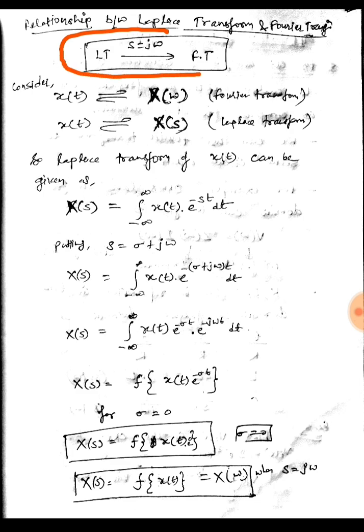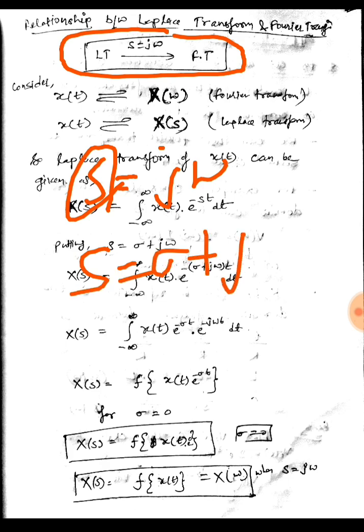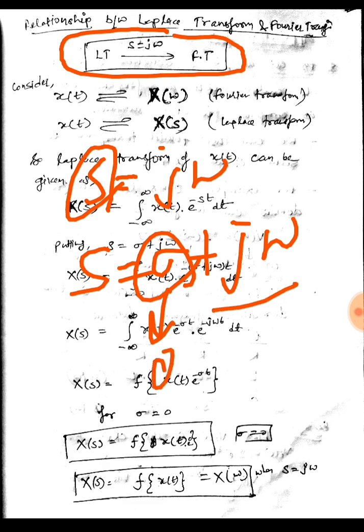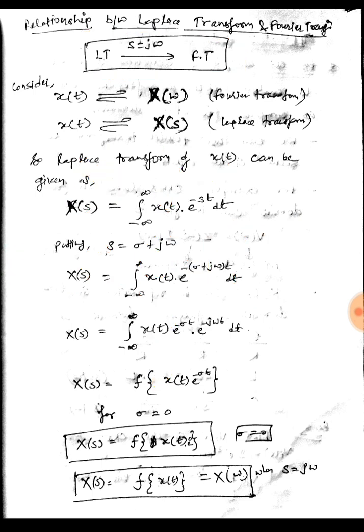Laplace transform can be converted into Fourier transform if we put the value s equal to j omega. s is the complex variable whose value is sigma plus j omega. If the real part sigma becomes 0, or s becomes j omega, then the Laplace transform converts into Fourier transform. So you can see here, if we have a signal x(t) whose Fourier transform is X(omega) and its Laplace transform is X(s).